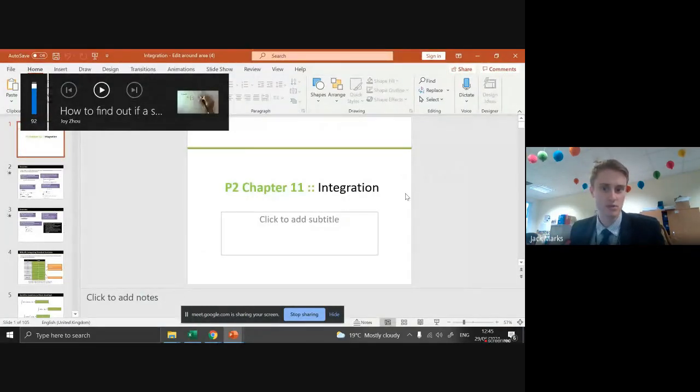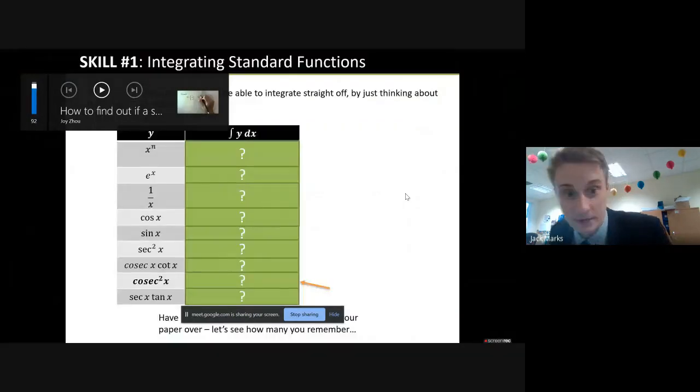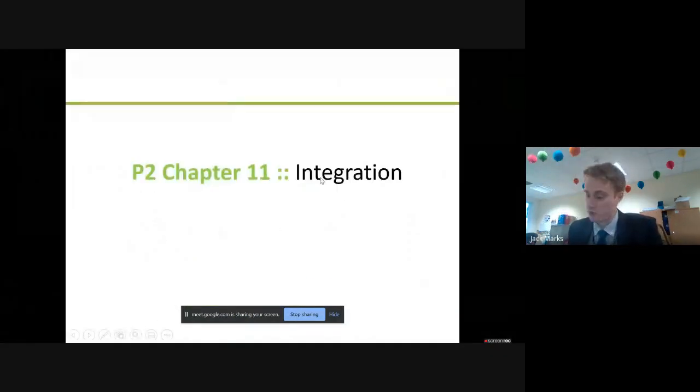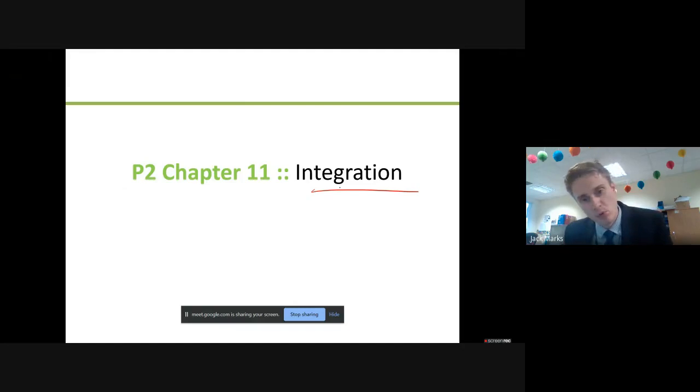Okay, welcome to arguably the most difficult chapter of the course for Pure Maths, which is integration. So, year two integration. This is more about the how than the why for integration. So, what do I mean by that?